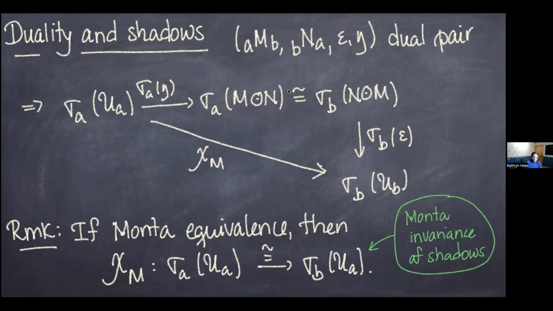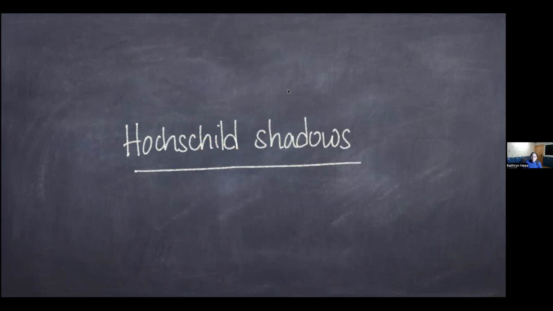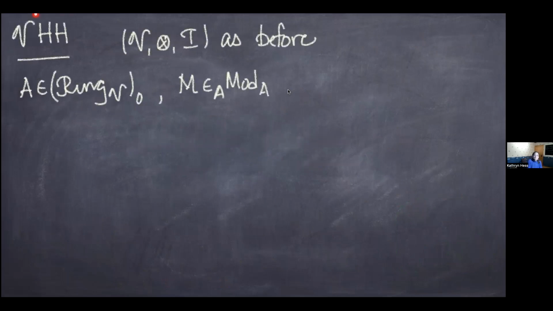All right. So the most important examples of shadows for us are Hochschild shadows. So let's call it VHH, the generalization of THH. Let's take a nice monoidal model category again. Let's start with a zero cell in the bicategory Ring V, that is to say a monoid in V whose underlying object is cofibrant, and an A-A bimodule.